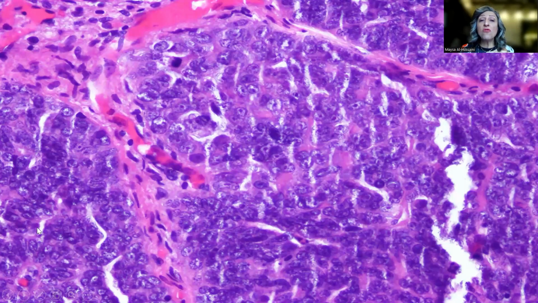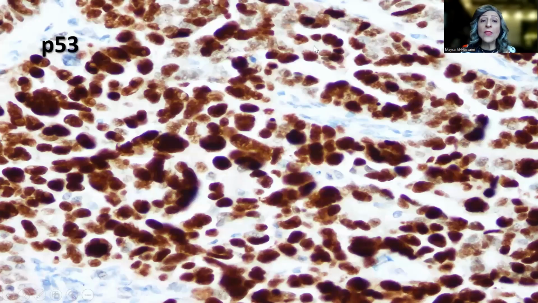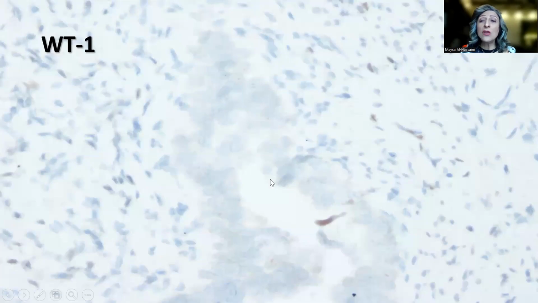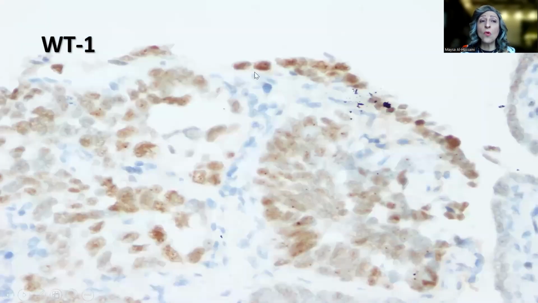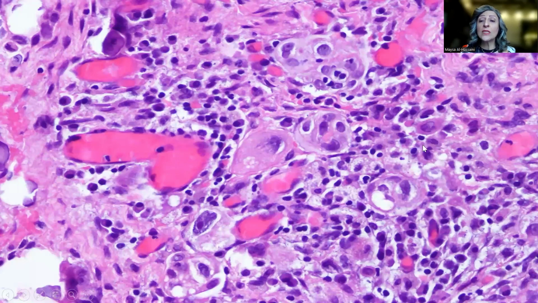And then we have the focus of invasive serous carcinoma in the fallopian tube itself, showing the same appearance, and the tumor cells are positive for p53. This is the STIC part of the fallopian tube, and this is the invasive component. WT1 was not, again, very nice or robust in the STIC component, but it was positive in the invasive component in the fallopian tube.